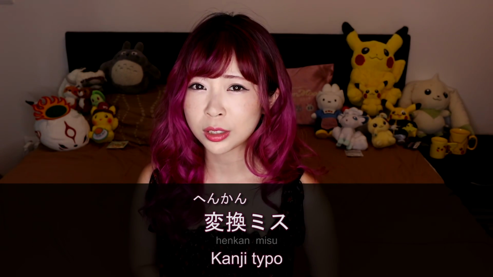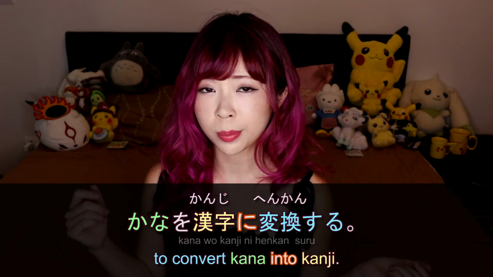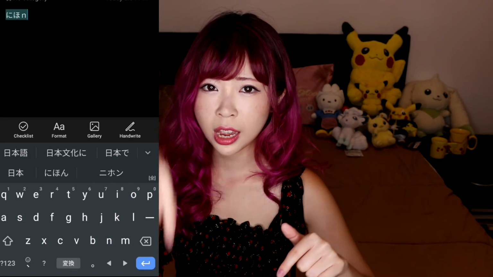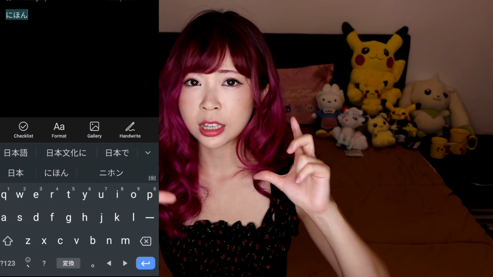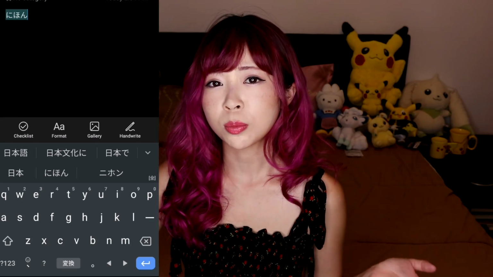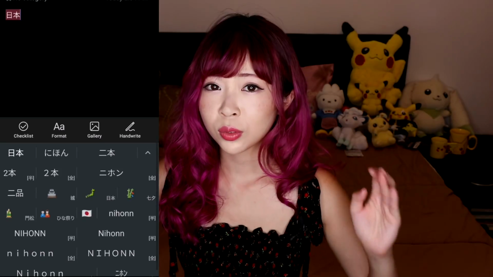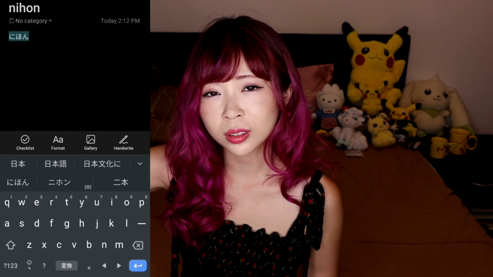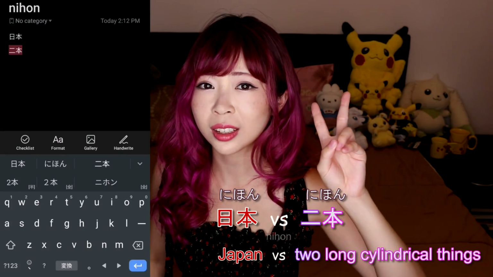So if you've typed Japanese on your phone or even on your computer, you know that you convert kana into kanji, right? So if you wanna, for example, type the word Japan, you first type N-I-H-O-N-N, right? If you're using a keyboard. And you get Nihon in kana, and then you press the space button, and then you see a list of potential kanji. For example, the word Nihon can turn into Nihon as Japan or Nihon as two slender objects.